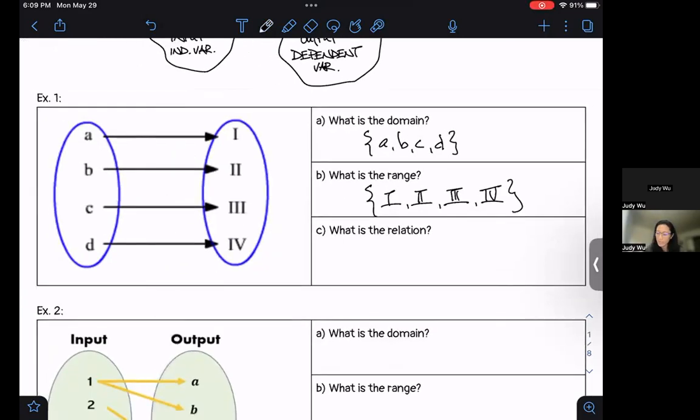Now, what is the relation? Well, we have to write the ordered pairs. And we're going to list these ordered pairs inside of some curly braces, right? Let's see what the pairs are looking at the diagram first. So the first pair I see is that A goes to 1. That means that (A, 1) is an ordered pair, right? That means that (B, 2) is another ordered pair. (C, 3) is another ordered pair, and (D, 4) is another ordered pair.